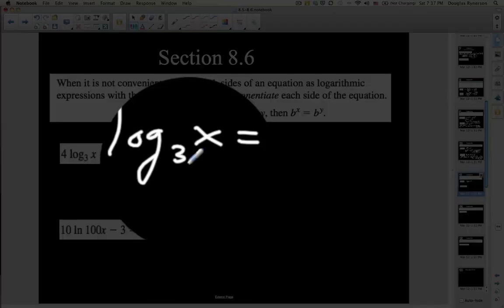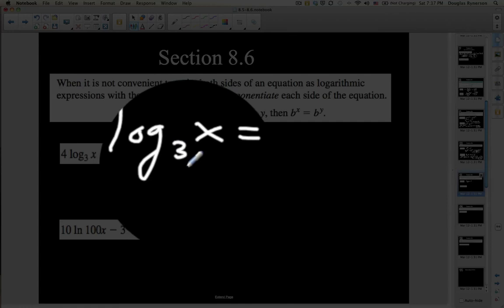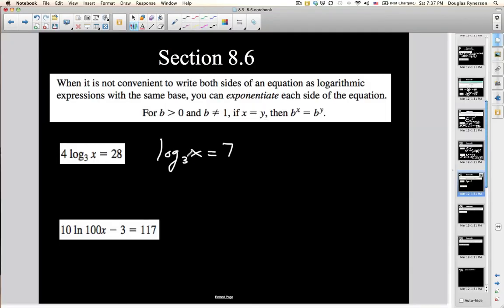And now I would want to exponentiate either side, and the base of my power needs to match the base of my logarithm. This is a base 3. So I will have 3 to the log base 3 of x power is equal to 3 to the 7th power. The base of the power gets rid of the logarithm, and I just have x is equal to 3 to the 7th power.